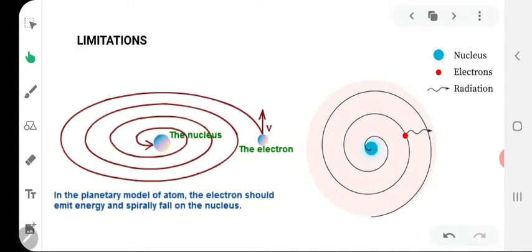However, this does not actually happen. The atom is extremely stable in nature. The size of the atom remains the same, although the electrons are moving in a circular path as stated earlier. Rutherford could not give a suitable explanation for this.